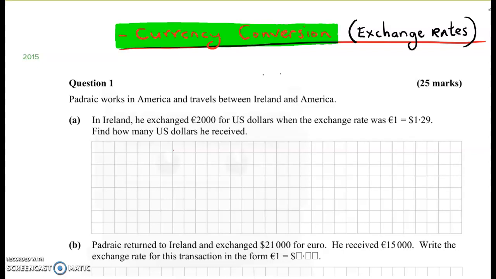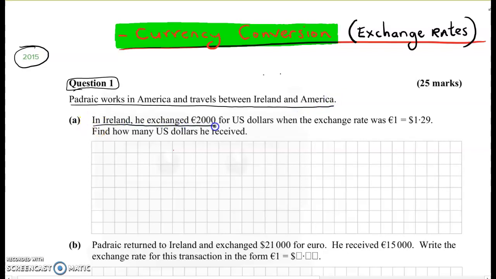Okay? So let's just jump straight into it, and we look at a question that came up in 2015 of the Leaving Cert Ordinary Level paper, and it was question 1 actually, and it's fairly straightforward. So let's take a look at it. Pádraig works in America and travels between Ireland and America. In Ireland, he exchanged €2,000 for US dollars, when the exchange rate was €1 will get you $1.29. Find how many US dollars he received.